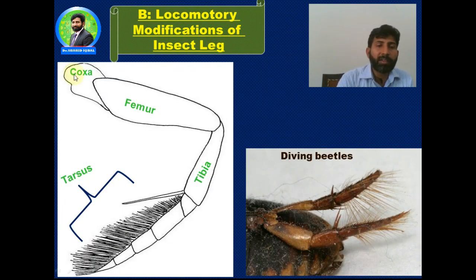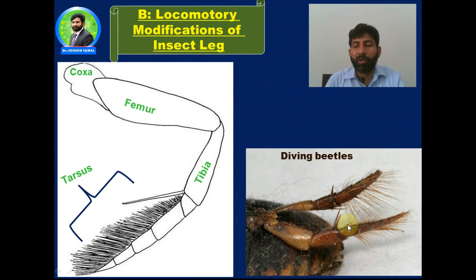Look here, this is the coxa, this is the femur, this is the tibia, and all these are the tarsus. These are spine-like structures which act like an oar. This is the original diagram of the diving beetle. Look here, this is the leg with multiple spines. These spines are responsible for the oaring structure and are used for swimming in the water.